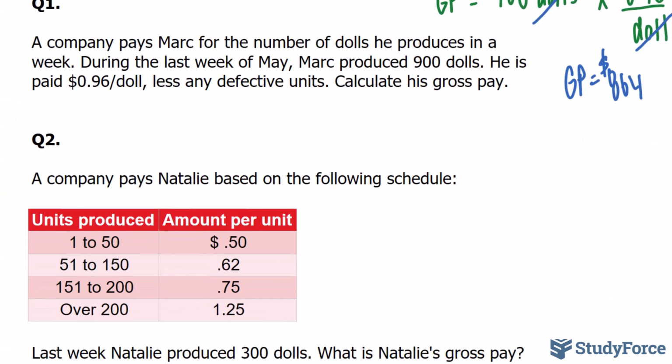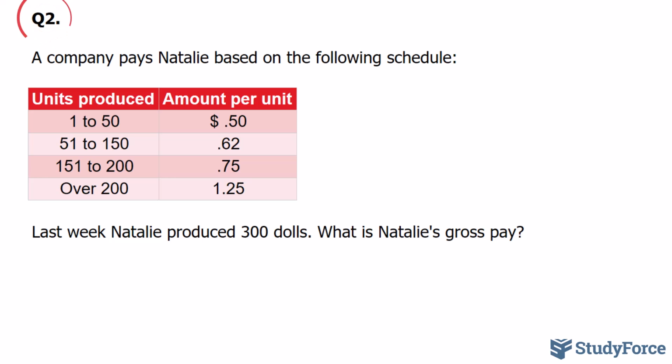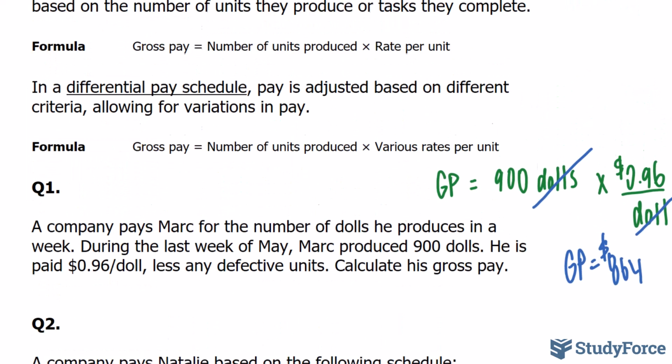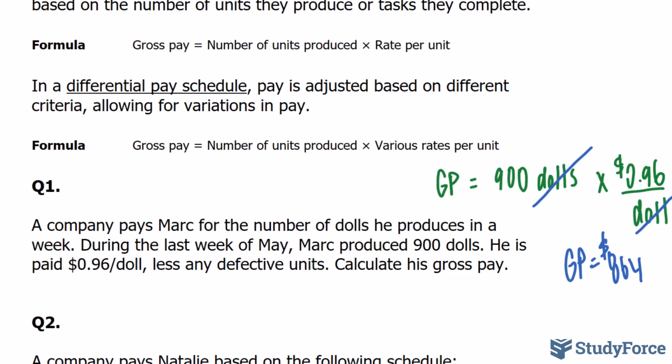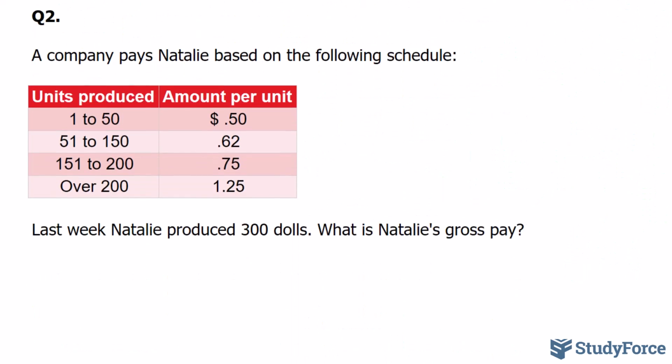In question number 2, we have a company that pays Natalie based on the following schedule. Last week, Natalie produced 300 dolls. What is Natalie's gross pay? If we go back to the definition, this is clearly a differential pay schedule because pay is adjusted based on different criteria, and the criteria is provided in this table. So Natalie produced 300 dolls, and we want to find out how much she was paid.